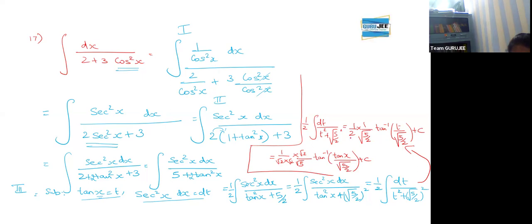So this 2 I have split into root 2 into root 2, which is equal to 2. So I can cross out this root 2 and multiply the remaining root 2 into root 5. The result will be 1 by root 10 tan inverse of tan x by root 5 by 2 plus c. This is the result.